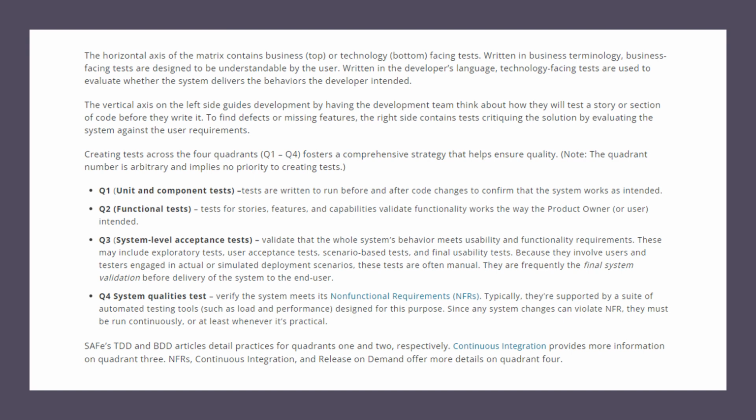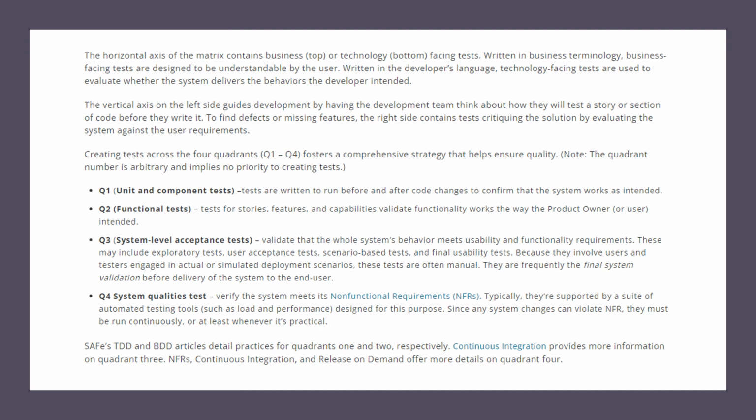The vertical axis on the left side gates development by having the development team think about how they will test a story or a section of code before they write it. To find defects or missing features, the right side contains tests critiquing the solution by evaluating the system against the user requirements. Creating tests across four quadrants, Q1 to Q4, fosters a comprehensive strategy that helps ensure quality. The quadrant number is arbitrary and implies no priority to creating tests.